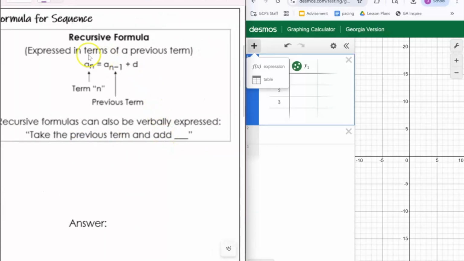For the recursive one, okay, you have a sub n again, which is the nth term. Then the difference is you have the d, which is common difference. And then here, instead of having a sub 1, you have a sub n minus 1. And all that means is the 1 before. So you take the previous term and you do something to it.